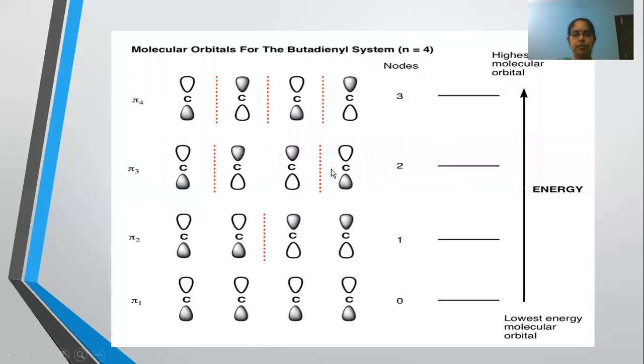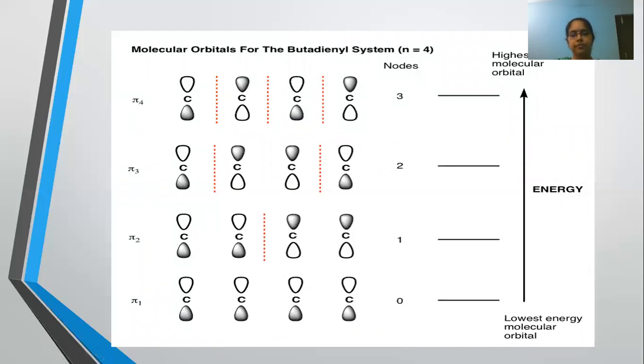See, these are the 4 molecular orbitals together. This is pi1 with 0 nodes, pi2, the second bonding molecular orbital, with 1 node in between. The third is the anti-bonding molecular orbital represented as pi3 star with 2 nodes. And the last is pi4 star with 3 nodes. This is also an anti-bonding molecular orbital. So the energy order increases. This is the lowest energy molecular orbital, and this is the highest energy molecular orbital.